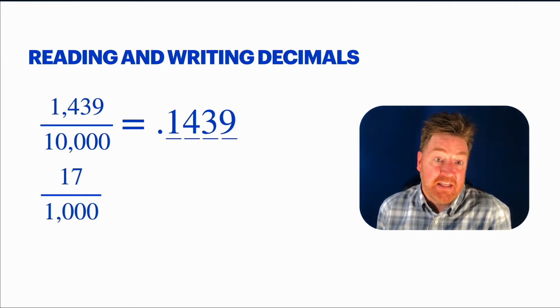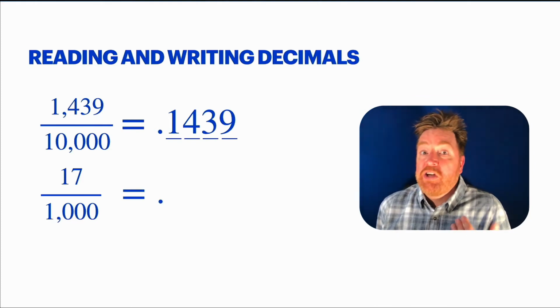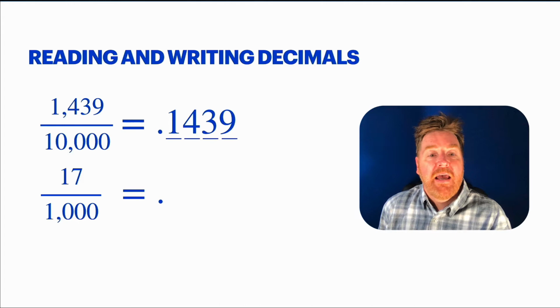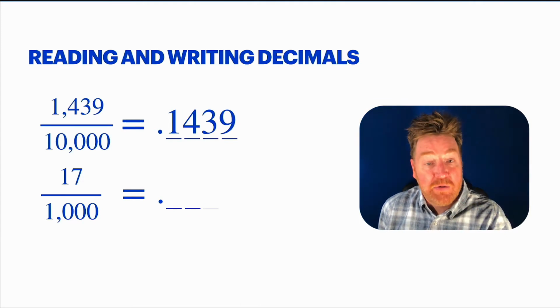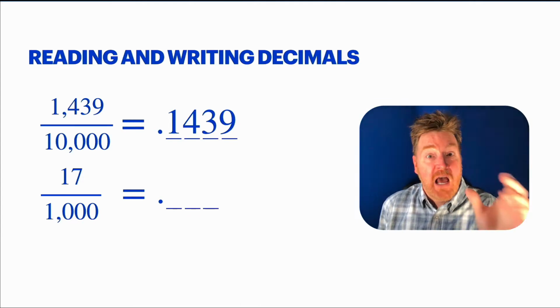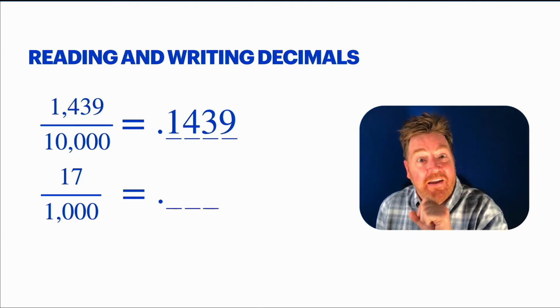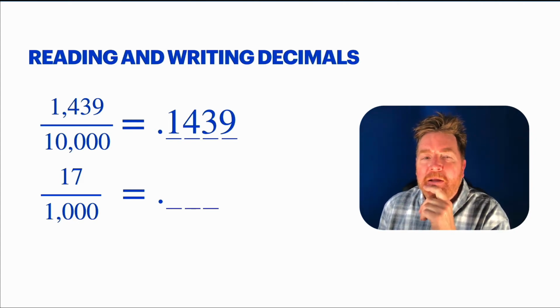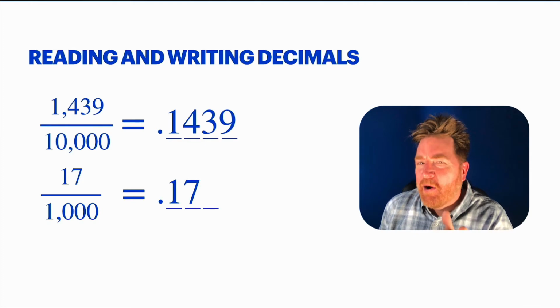17 thousandths. Well, again, the denominator tells us the place value we're going to end in. So let's make sure our number ends in the thousandths place. So tenths, hundredths, thousandths. There we go. Now we just need to put 17 in there. Ooh, wait, hold on. Just make sure of something. We can't put it there, right?